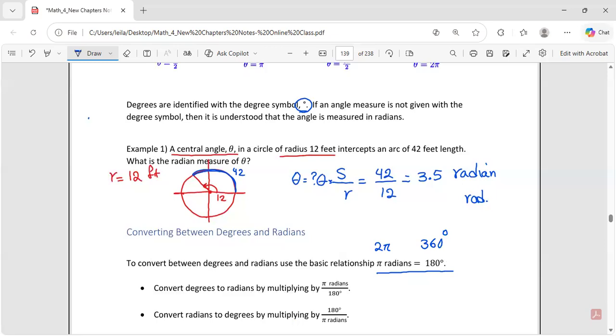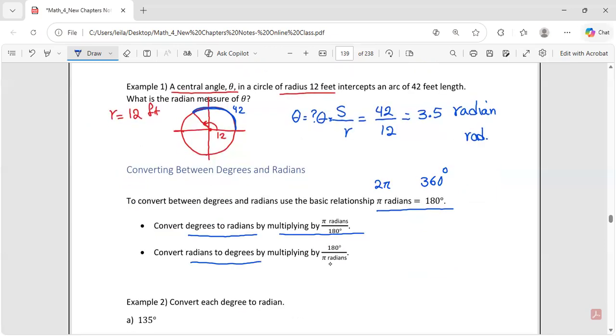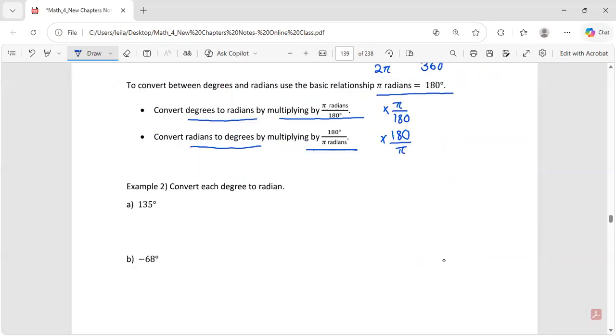To convert from degree to radian, we need to multiply by pi over 180. And to convert radian to degree, we multiply by 180 divided by pi. So degree to radian is pi over 180 multiplied by this. For radian to degree, multiply by 180 divided by pi. And then simplify and see what angle we get. Let's look at an example.